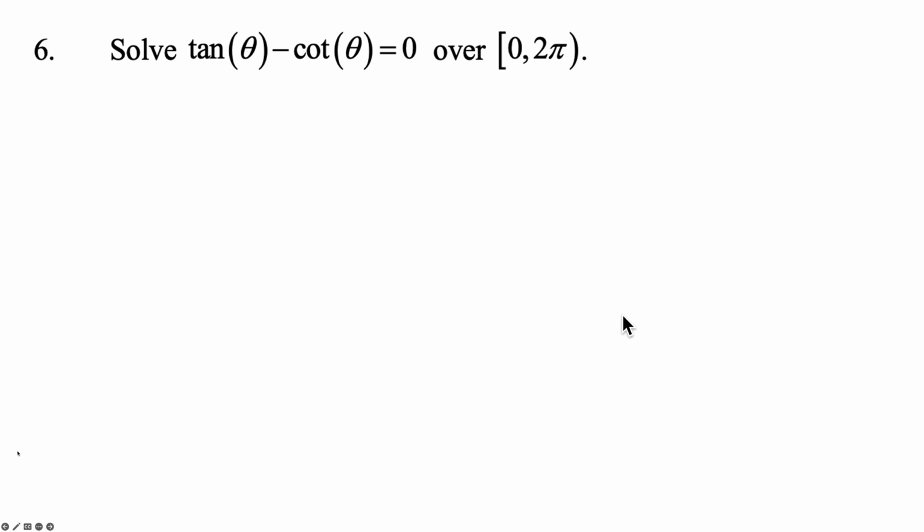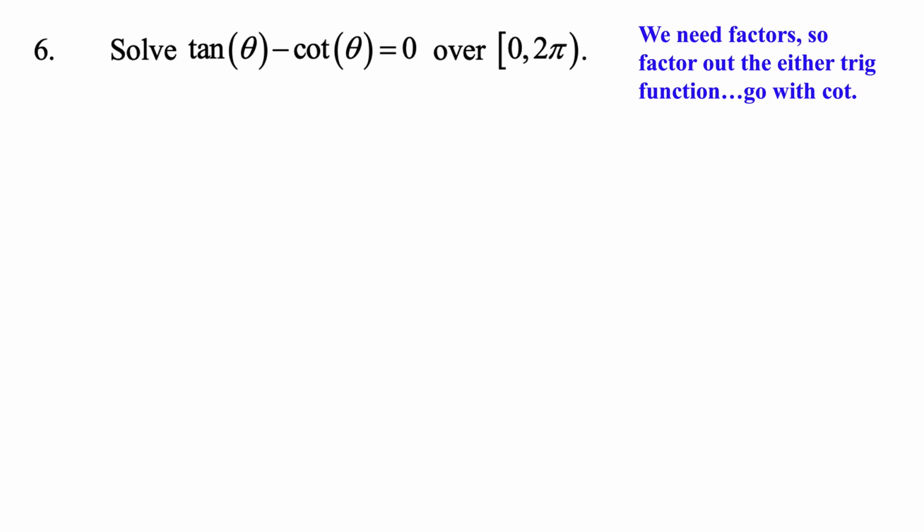Okay, next example. Whoa, time out. Tangent theta minus cotangent theta equals 0. Oh boy. Okay, so we don't want to add the cotangent theta over to the other side. This would be like saying x minus y equals 0, and you get x equals y, y equals x. We can't solve one variable in terms of the other here. So because it's set equal to 0, what I need to do is some factoring. Factor one of these two trig functions out. It doesn't matter. I'm going to go with cotangent.